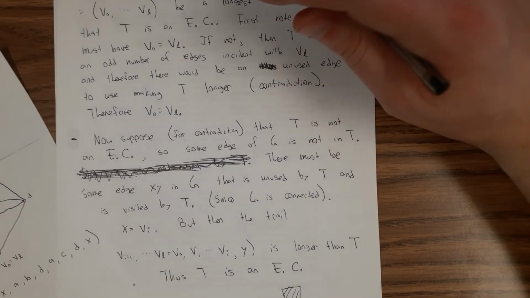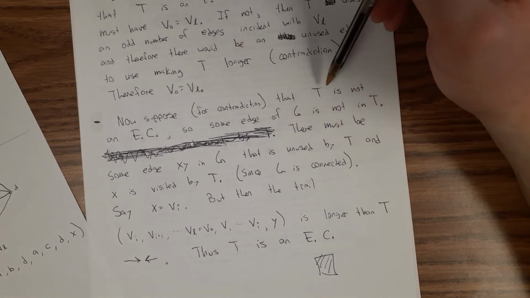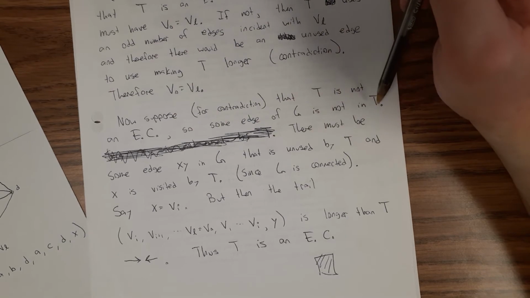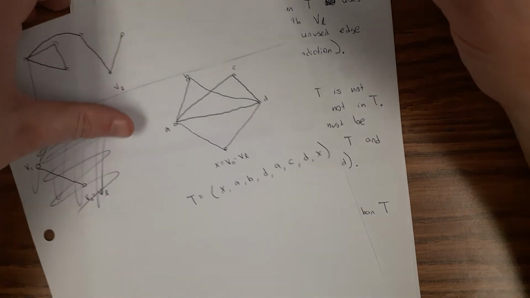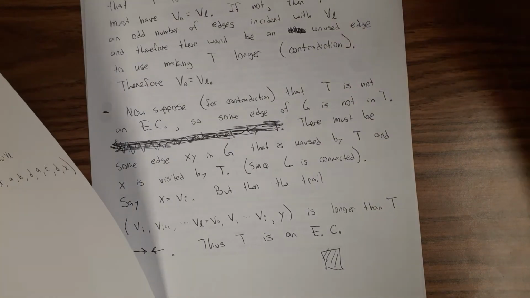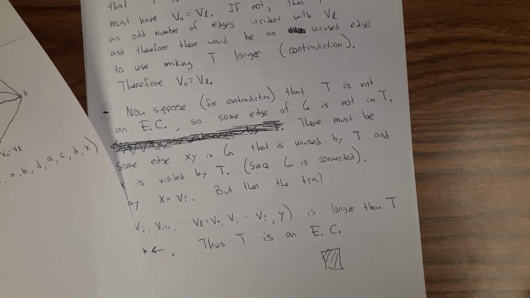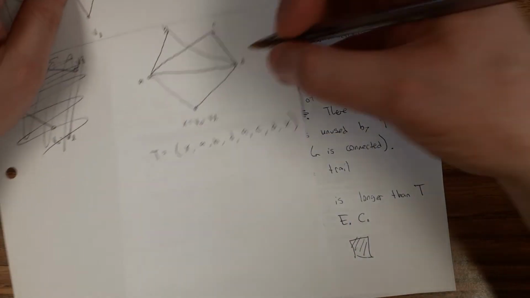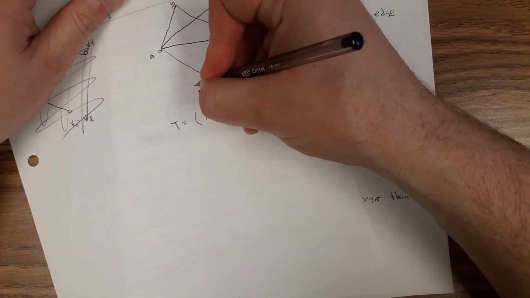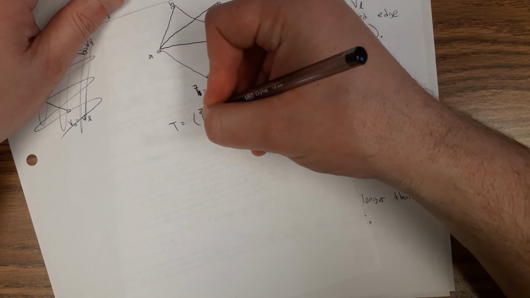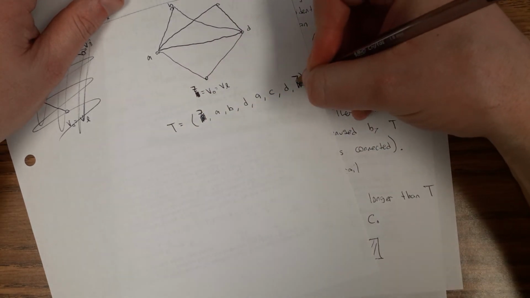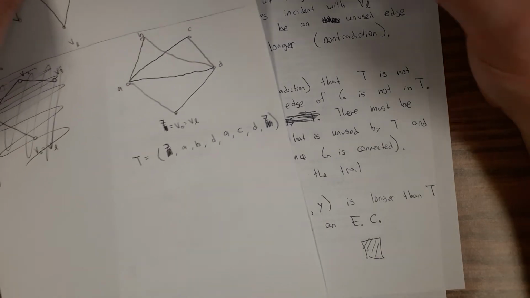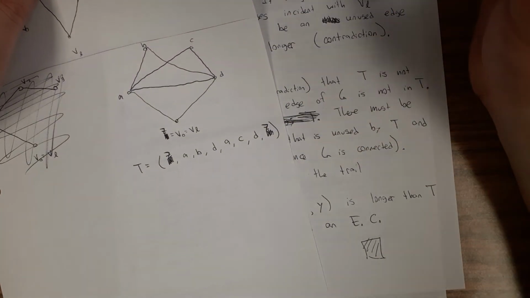But suppose that this is not an Eulerian circuit. So there's some edge that's not in T. Sorry, let me not bungle this too much. In my picture, let me change the name of X to Z, because I just realized that in my proof I use another vertex whose name is X. So I just changed the X's to Z's. That's not a big deal.